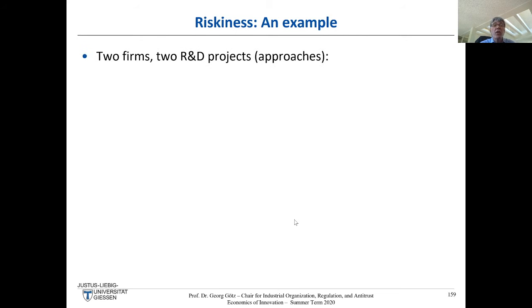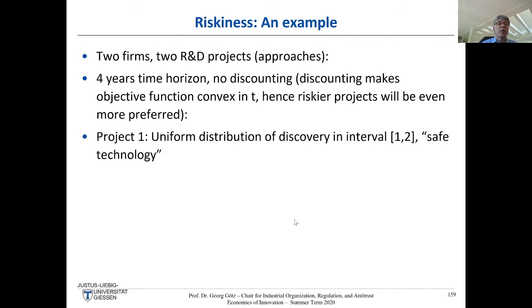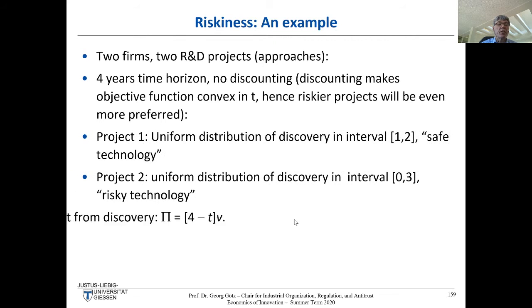Okay, so what is our example here? So our example here has two firms and two projects, or you might call them two R&D approaches. And we have a very simple setup. There's a 4-year time horizon, and perhaps I show you already the next few bullet points here. And here you see the 4-year time horizon. After 4 years, the world ends here.